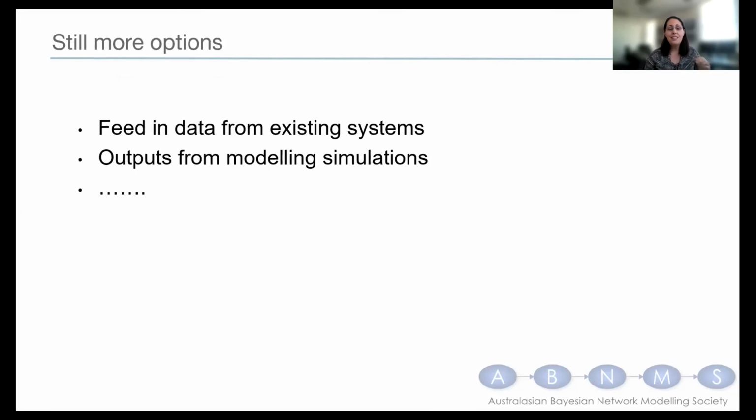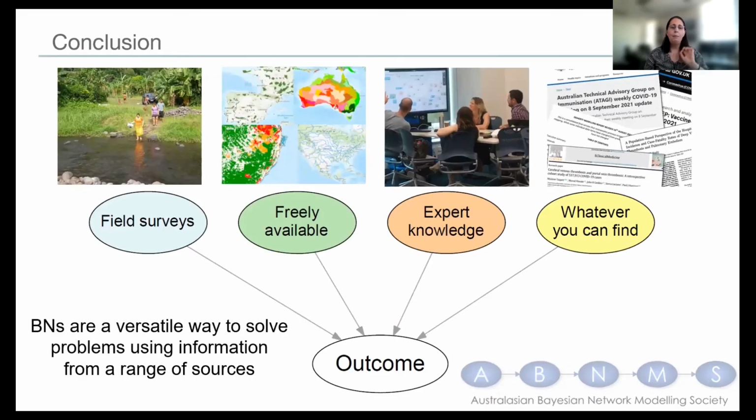So this is just a few options I've come up with as examples. There's going to be loads more options. You might want to feed in data from existing systems or use outputs from modelling simulations, or there's probably loads of others I haven't thought of. The point is that Bayesian networks are fabulous and they are a versatile way to solve problems using information from a range of sources.